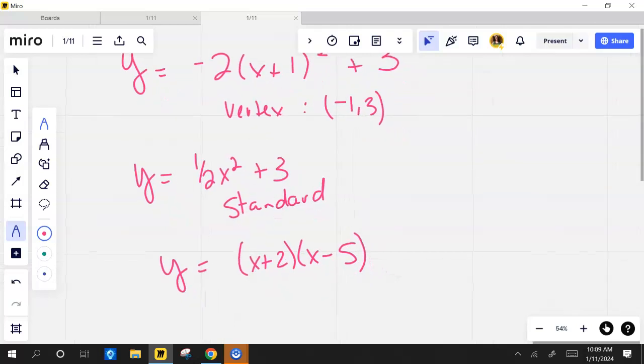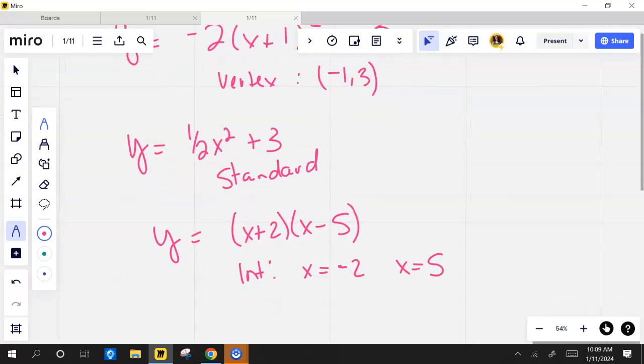What's the form? Intercept form. What are the intercepts? What's the axis of symmetry? Well, 3 over 2, 1.5, yeah. Add them together and divide by 2. 1.5. How would I find the y that goes with it? Plug it back in. Yes or no? What do you think? All right, I'm going to stop.